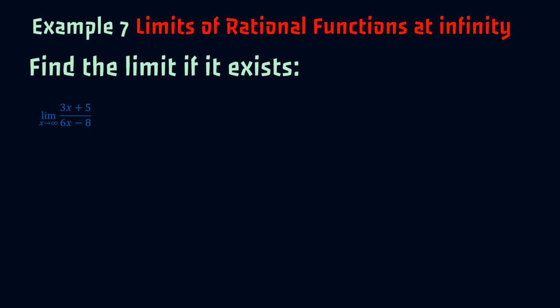Let's make an example where we can apply what we just saw. So let's find the limit of a rational function at infinity. Let's find the limit of the expression 3x plus 5 over 6x minus 8 when x goes to positive infinity. So what we're going to do here, pay attention to this, is divide each term by the highest powered term.